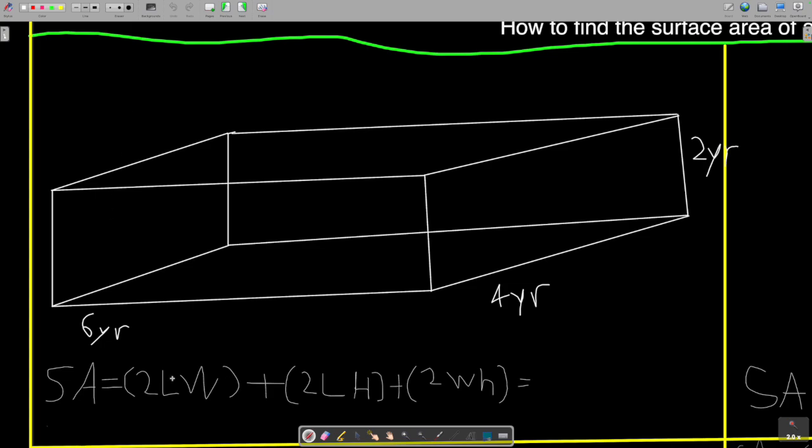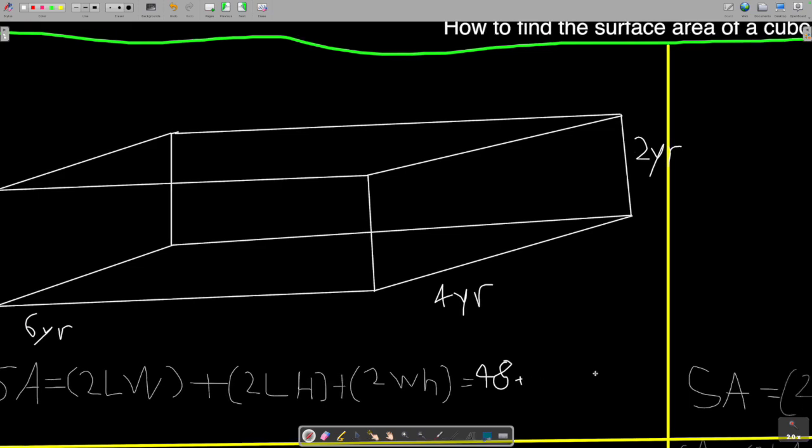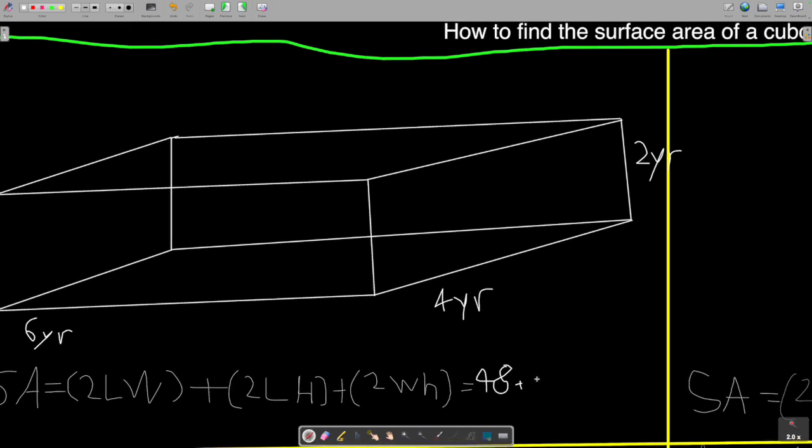So why is it 2 times length times width? That is because it's the front and the back, and then 2 times LH is the right and the left. So first let's do 2 times LW. We know that this is L, which is length, and then W width, and then H height. So we have 2 times 6 times 4, which is 48, plus 2 times 6 times 2. 6 times 2 is 12, 2 times 12 is 24.